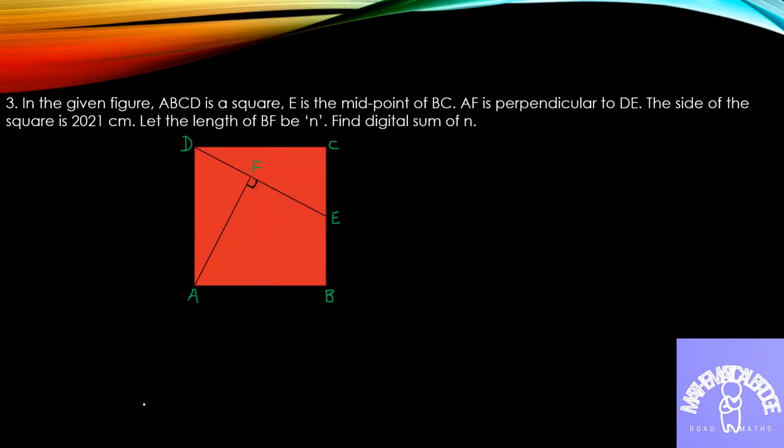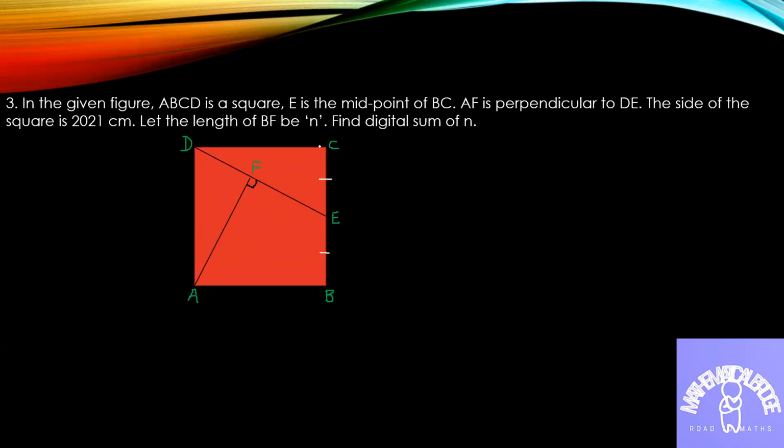So this question is a good question. So first of all I will give you 30 seconds to understand this question. So let me read this first. In the given figure, ABCD is a square. E is the midpoint of BC. So E is the midpoint of BC. This means these two sides, that means EB and EC, are equal.